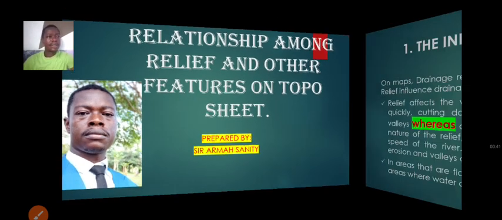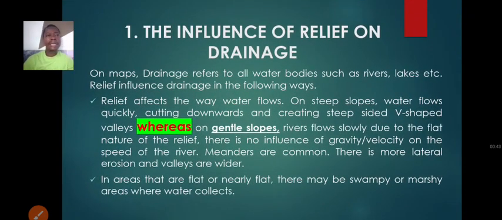So you start with our first thing. We're looking at the influence of relief on drainage. How relief influences drainage. Now on maps, drainage refers to all water bodies such as rivers, lakes, streams, and others. Now relief influences drainage in the following ways.